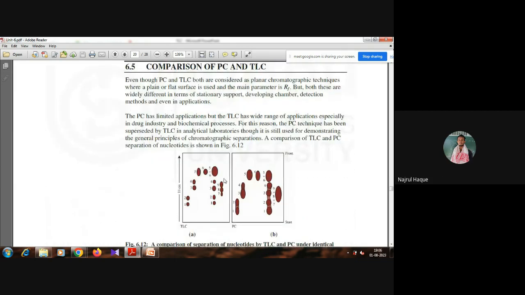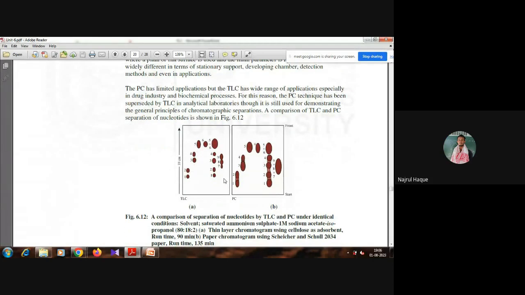Then this is just a pictorial comparison between TLC and PC. This is TLC and this is PC. And in TLC, what happens? There is a distinct separation between the spots of the components. That is, the Rf difference is a minimum of 0.05 to 0.1.